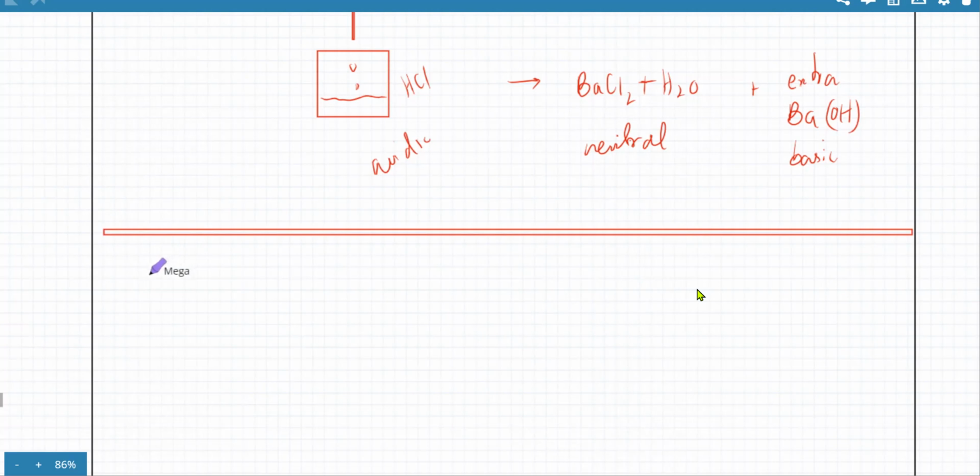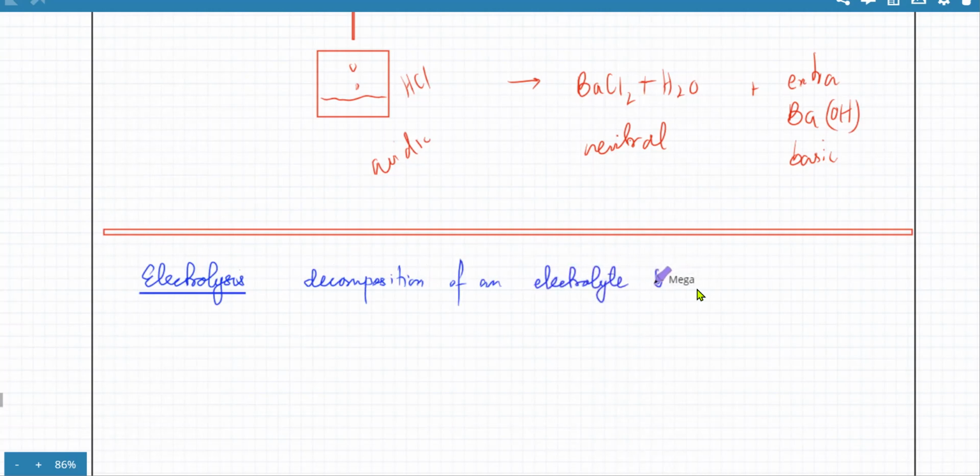So now electrolysis is the decomposition of an electrolyte by passing current, by the passage of electricity. And what's an electrolyte? An electrolyte is something that has free moving ions. Anything that contains free moving ions, that's an electrolyte.